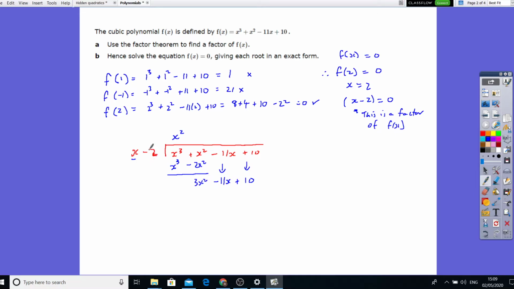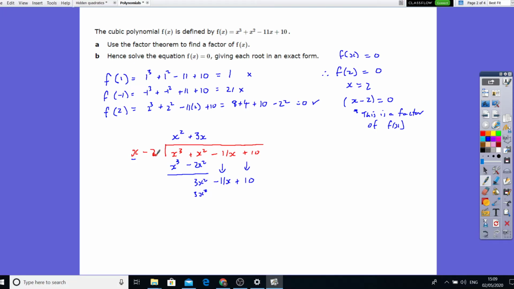So same process again. What do I times x by to get 3x squared? So I'm going to definitely times it by the 3. And I've already got x there, and I need x squared, so I need to have an x in here. So 3x times, now same thing, times each of those by 3x. So 3x times x is going to give me 3x squared.